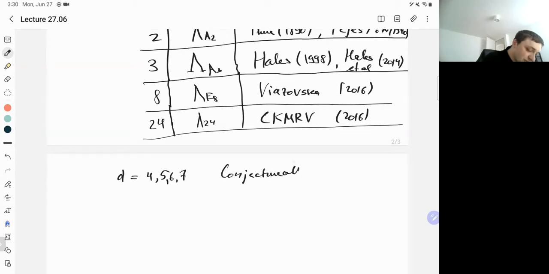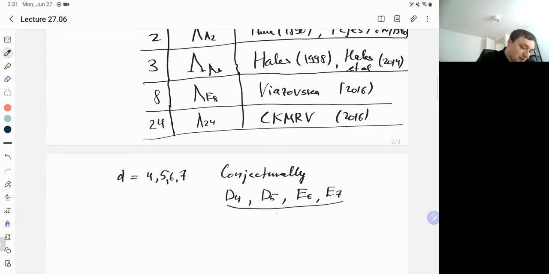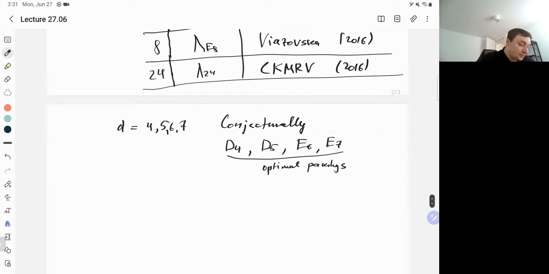Conjecturally, sorry, can't write. So these are the D4 lattice, D5, although here I think it's not unique, E6 and E7. So these should be optimal among lattices, and it is known that they're optimal lattices.